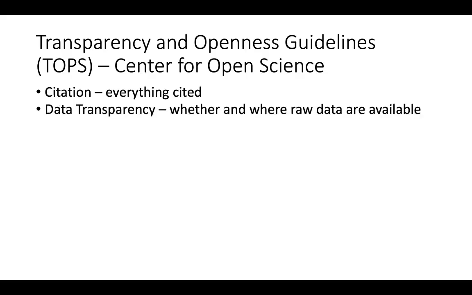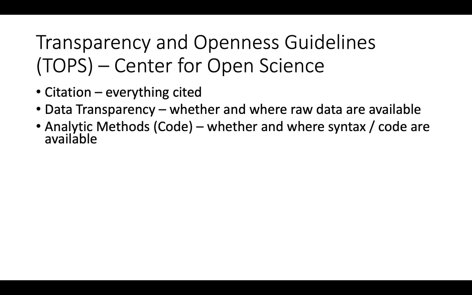There should be data transparency, meaning that in the article that you're trying to publish, you should indicate whether the raw data are available for reanalysis, and if so, where they can be accessed.